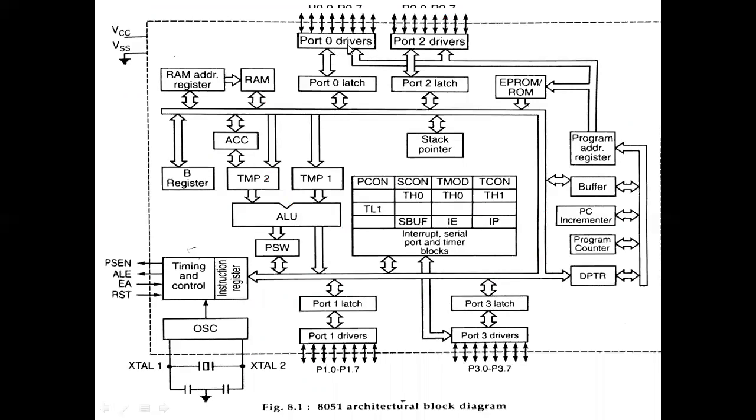There are four ports, that is port 0, port 1, port 2 and port 3. Each port consists of 8 pins and there are 4 ports, so 8 pins into 4 ports means 32 pins. So there are 32 pins for 4 8-bit bidirectional ports. In this microcontroller, 8 pins are provided to connect the clock crystal, timing and control signals and power supply.